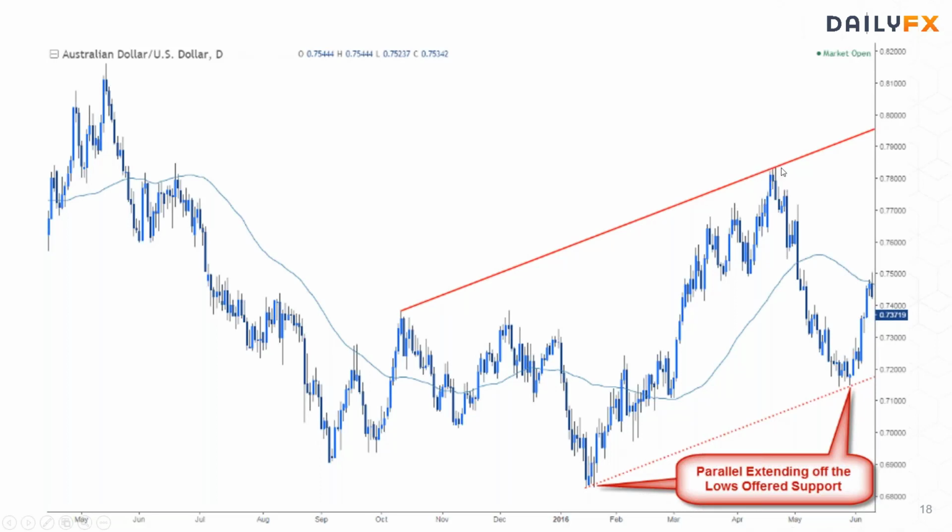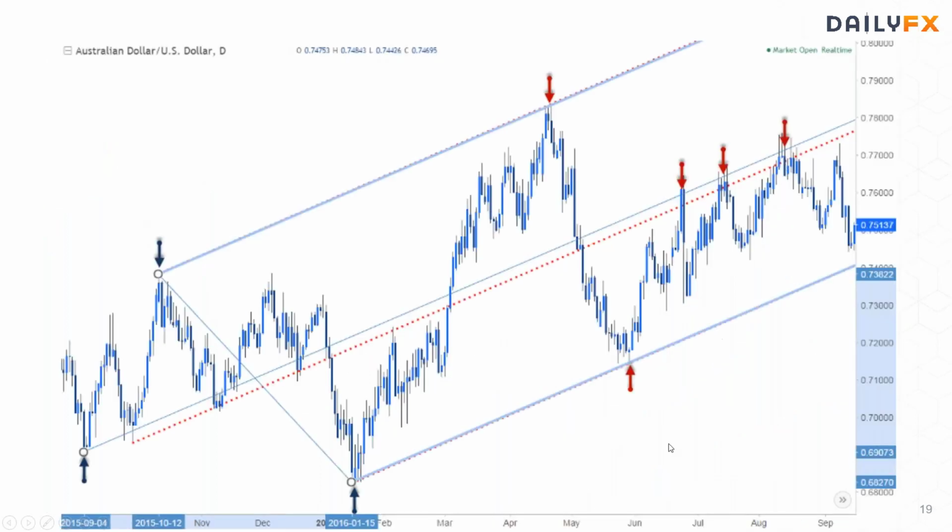Because I missed out on the whole rally, right? And that's where a pitchfork can be very helpful. This is the same trade. Forget everything from here and just focus on this part. Basic uptrend. You're looking at low, high, low, constructed this pitchfork, which caught the high.